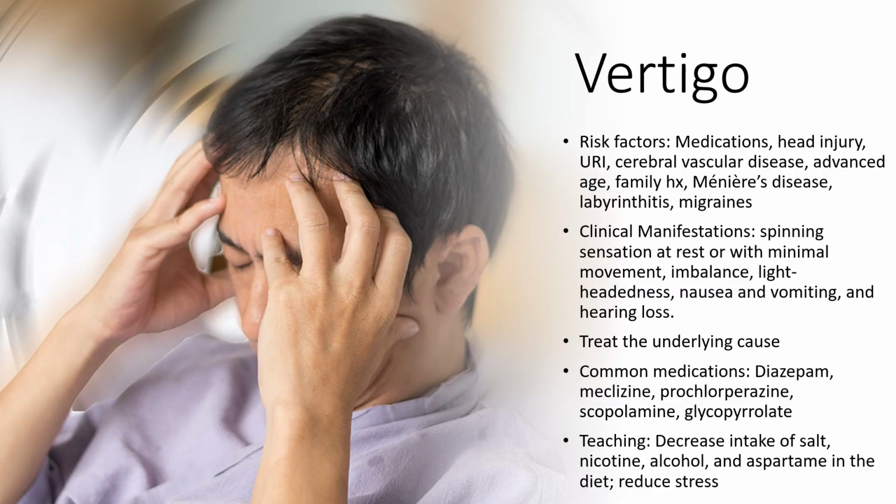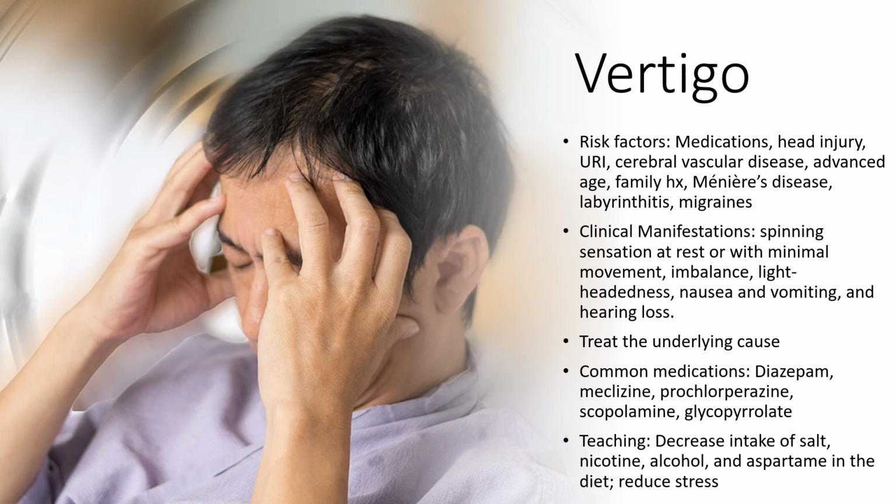Vertigo. So this is that spinning, feeling like you're motion sick. That's kind of your vertigo. So risk factors: different medications, head injury, upper respiratory infection, cerebral vascular disease, advanced age, a family history, Meniere's disease, labyrinthitis, and migraines. So again, these patients feel that spinning sensation at rest or with minimal movement. They feel imbalanced, they feel lightheaded, nausea, vomiting, they can have hearing loss. It's just very uncomfortable. So for this, we want to treat the underlying cause.